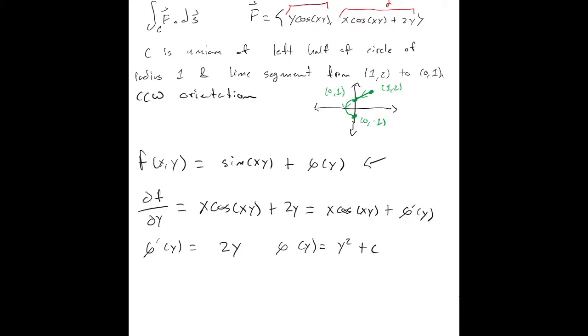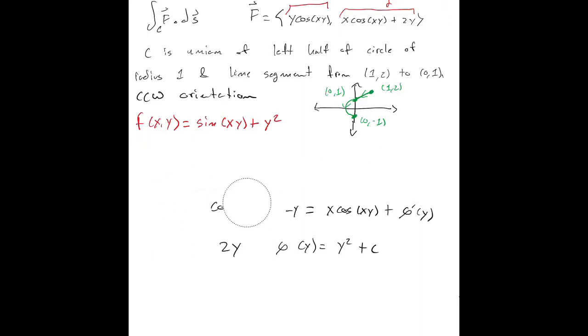Okay, so let me record that up here. We know that f of (x, y) is equal to sine of x times y, plus y squared. The gradient of little f is equal to big F. We could add any constant after the plus y squared, and that would also be a potential. But we want the easiest one, which means in this case the constant is equal to 0. Okay, so now we can use the fundamental theorem of line integrals.